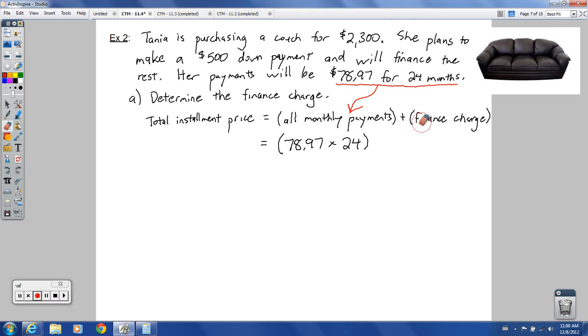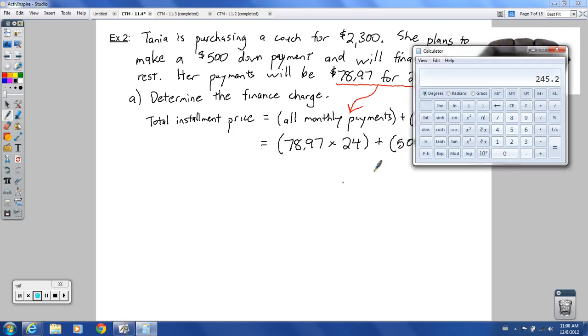And that's why that wasn't making sense. I'm like, what's going on here? This is supposed to be down payment, sorry about that. So let's fix that. I meant to write down payment. It looks like, so down payment, and so this would be plus the $500 down payment she made. $78.97 times 24. Let's figure that out in a quick second.